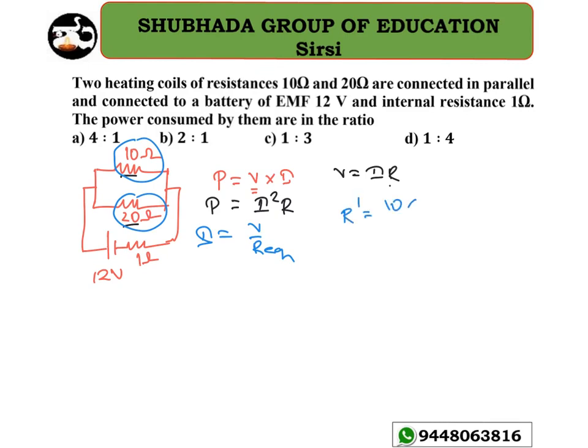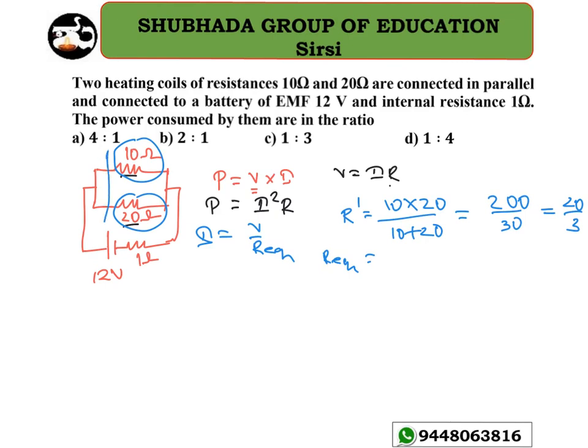It is 10 into 20 divided by 10 plus 20. So that is equal to 200 divided by 30. So R dash is equal to how much you will get here? It is 20 divided by 3, correct? So it is 20 divided by 3 ohm.